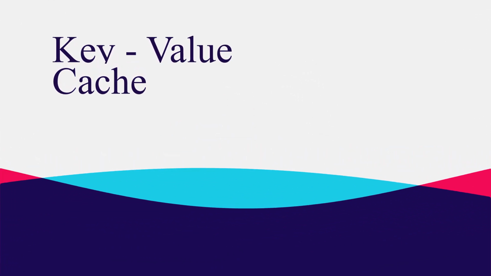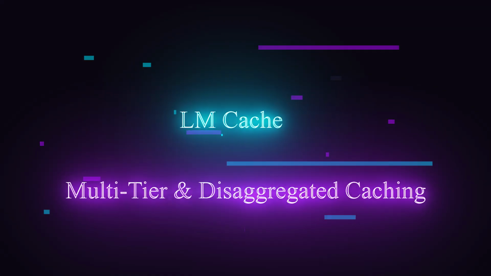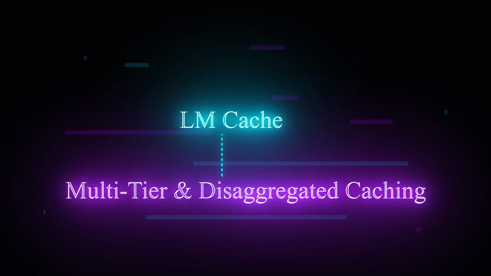Anyways, the caching mechanism is called key value cache, and now you know why. Modern LLMs use more optimal techniques like LMCache for better cache management, but that's the tale of another video.